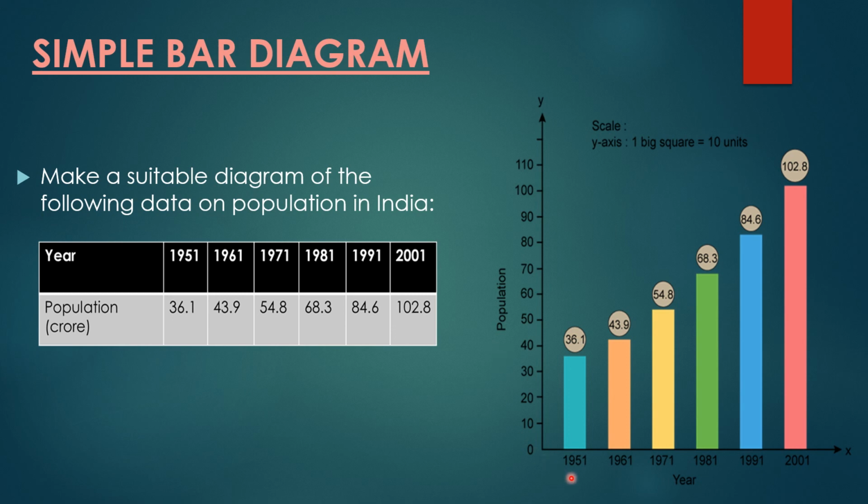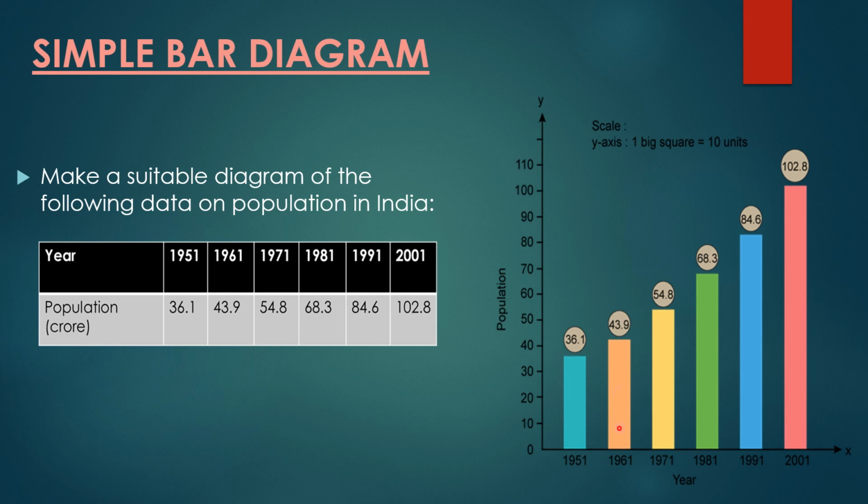Coming to the marking now. In 1951 the population is 36.1 crore. So definitely we will be marking in the graph as 36. Here we can have that 36.1 will lie here. So a bar is made for 1951. Similarly, for each year a different bar is made of a different color.